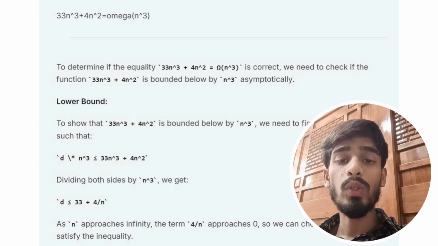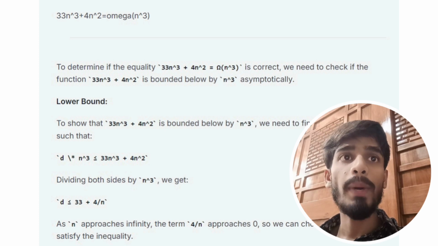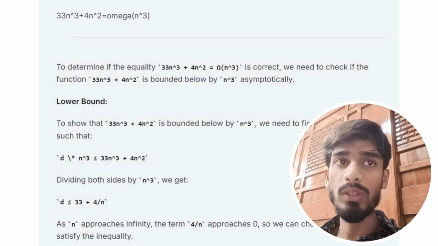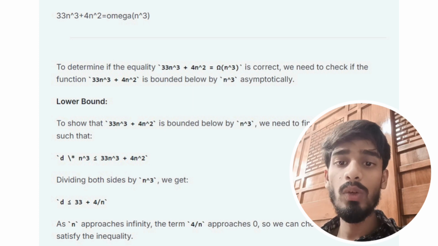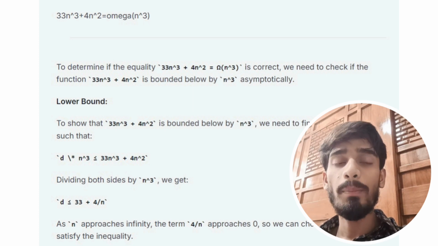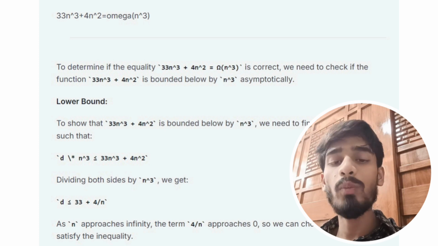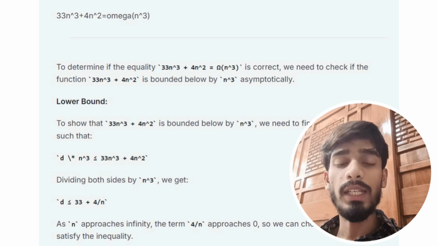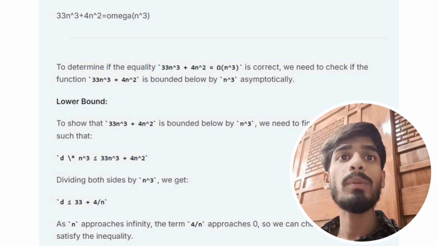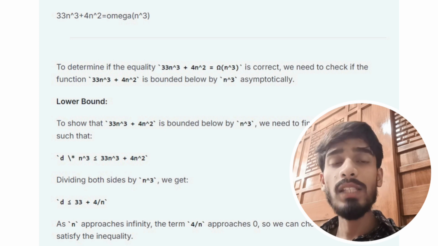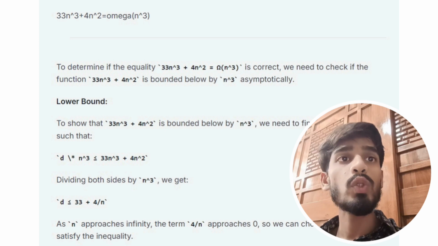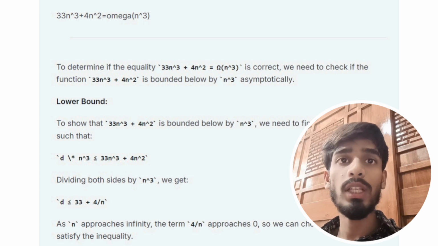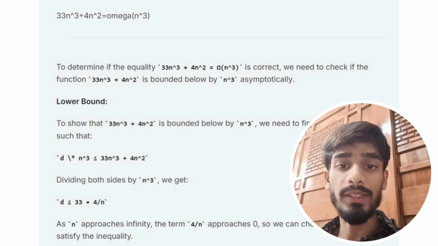First, the lower bound. To show that 33n cube plus 4n square is bounded below by n cube, we need to find a constant d such that d times n cube is less than or equal to 33n cube plus 4n square. Dividing both sides by n cube, we get d is less than or equal to 33 plus 4 by n. As n approaches infinity, the term 4 by n approaches 0. So we can choose d equal to 32 to satisfy the inequality.